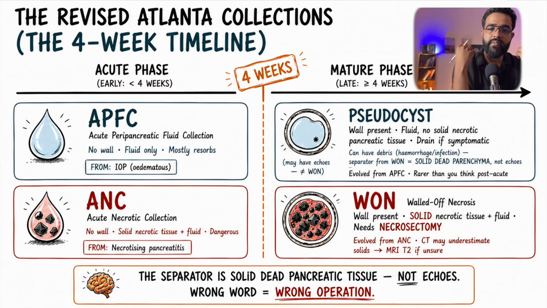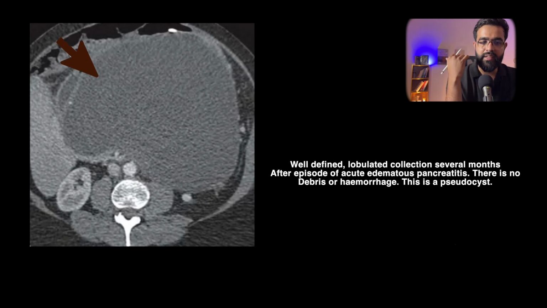Now I need to teach you the revised Atlanta definition of pseudocyst carefully, because this is where a lot of people get confused and where textbooks have historically been sloppy. By the 2012 revised Atlanta classification, a pseudocyst arises from interstitial or edematous pancreatitis, not from necrotizing pancreatitis. That's the key origin point. It contains fluid without solid necrotic pancreatic tissue, encapsulated, walled, and mature. But, and this is important, a pseudocyst is not always a perfectly anechoic, pristine fluid bag on every modality. In real imaging, an early pseudocyst can contain internal echoes and debris from hemorrhage or early evolution.